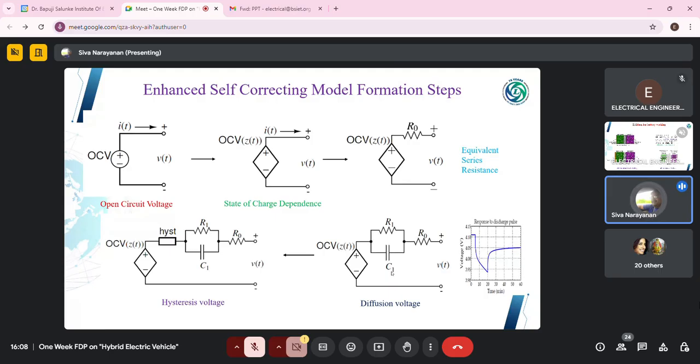Then later, when they connected a load, they found that there is a difference between the open circuit voltage and the terminal voltage of the battery. In circuit theory we know that if you have one voltage source and one load, when there is a current flowing through the load, surely there must be some resistance connected between these two.